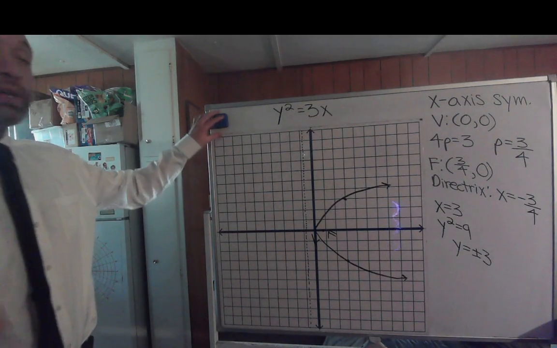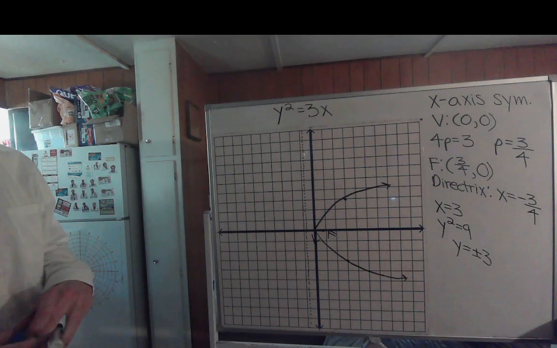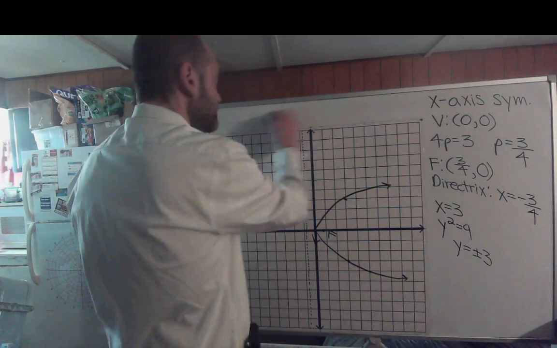Alright, let's do one more where the vertex is at the origin, then we'll do a couple where the vertex is not at the origin.